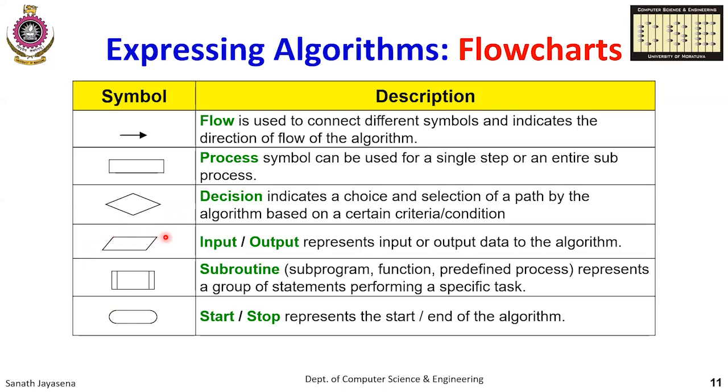This kind of shape is used for input and output, right? Then this is called a subroutine, which is a subprogram. You can use various other names for that: function, predefined process, whatever. It represents a group of statements performing a particular task. It can be a summarized way of saying that, you can bring it in somewhere to indicate that some group of activities is happening there. And this kind of shape is used for start and stop.